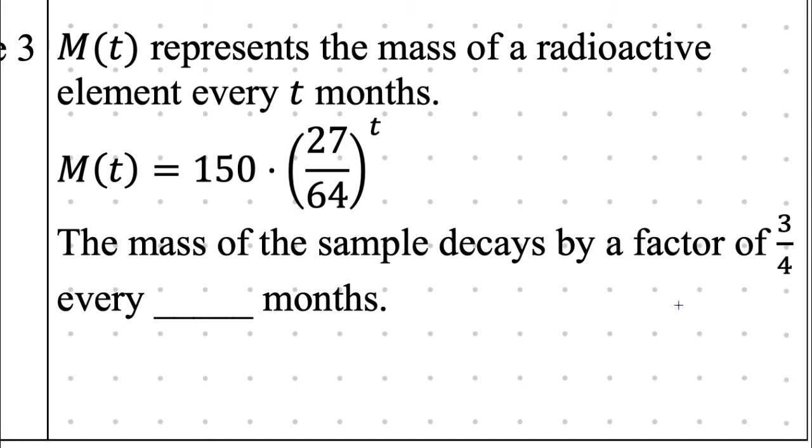So let's read the whole question. This capital M represents the mass of a radioactive element every t months. So it's not t over 4, it's not every 4 months, it's every t months. So there's our equation. The mass of the sample decays by a factor of 3/4 every how many months? So somehow we need to turn this into 3/4. Does anyone see anything interesting with the relationship between 27 and 3 and 64 and 4? And if you can't see that, look up there in the very top right because those numbers are up there, 27 and 64.